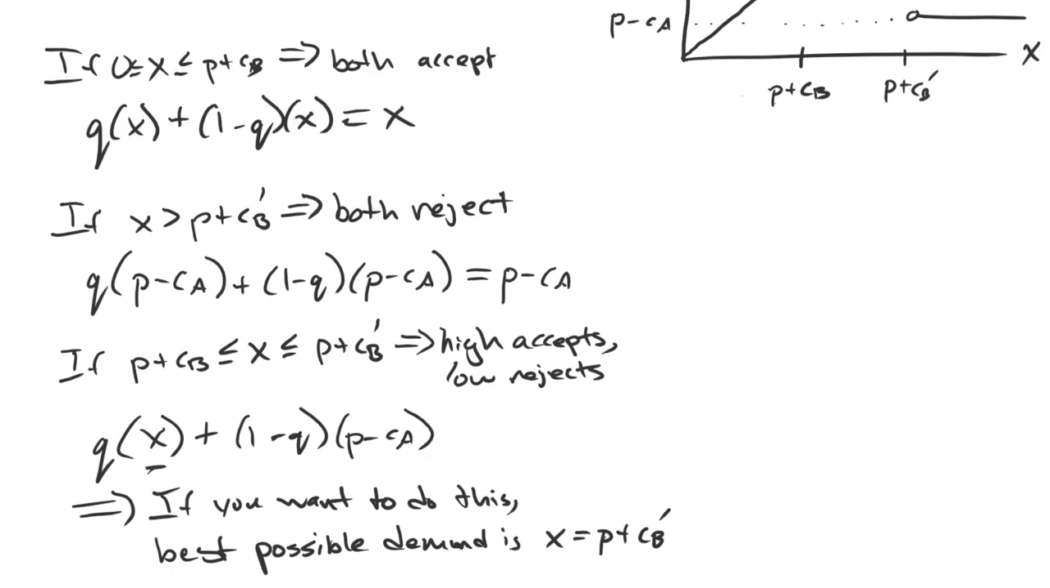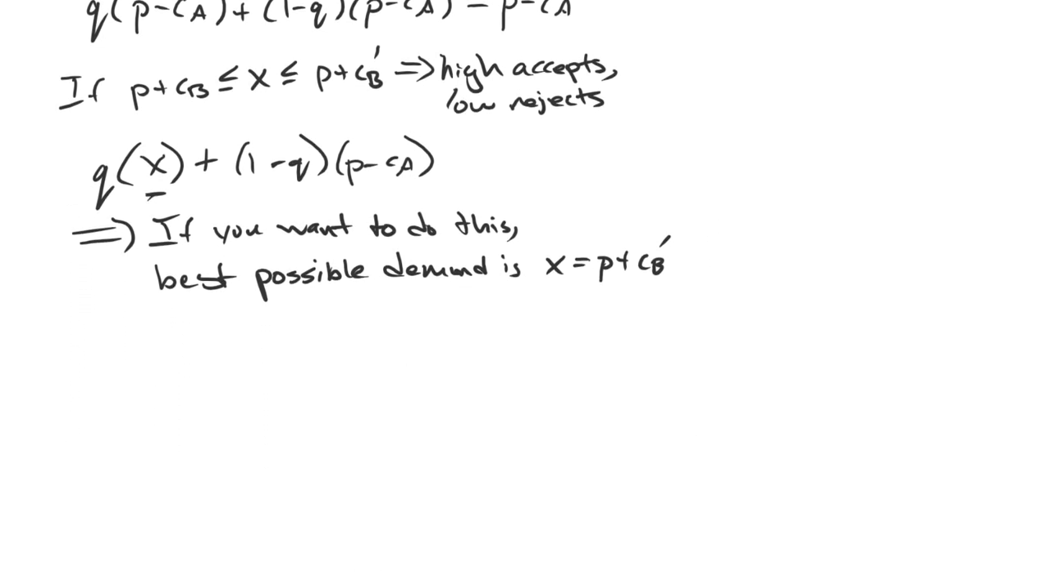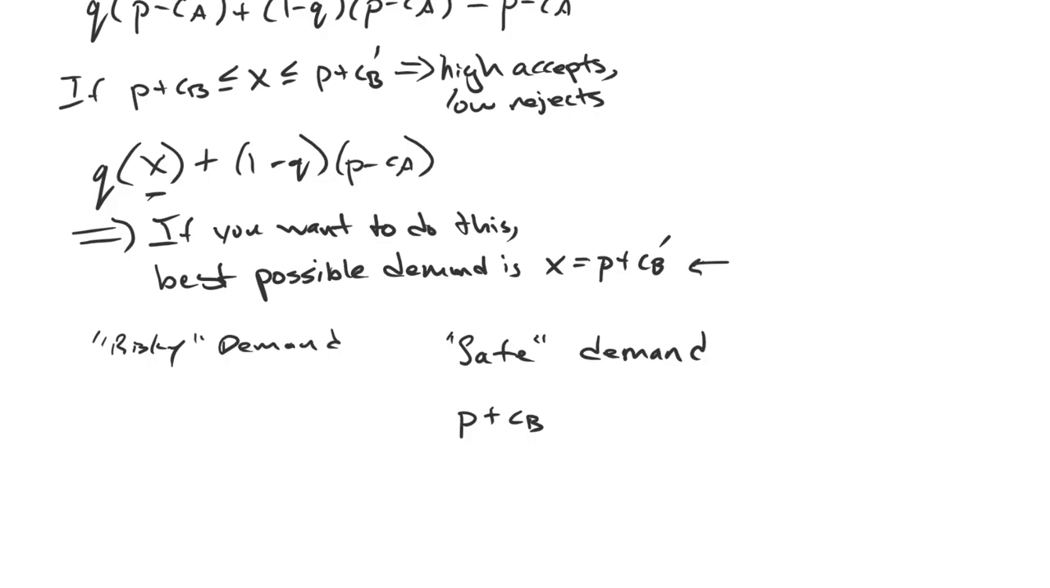So here, if you're having both accepting, then the best way you can do this is to set X equal to P plus CB. That's what maximizes that region. So if you want to make the safe demand, this is the demand that is going to get everyone to accept, both the high cost and the low cost type, then you demand P plus CB and both types accept. If you want to make the risky demand, then you're choosing P plus CB prime, in which case you're getting this utility function here. So if we substitute X equal to P plus CB prime, we get Q times P plus CB prime plus 1 minus Q times P minus CA.